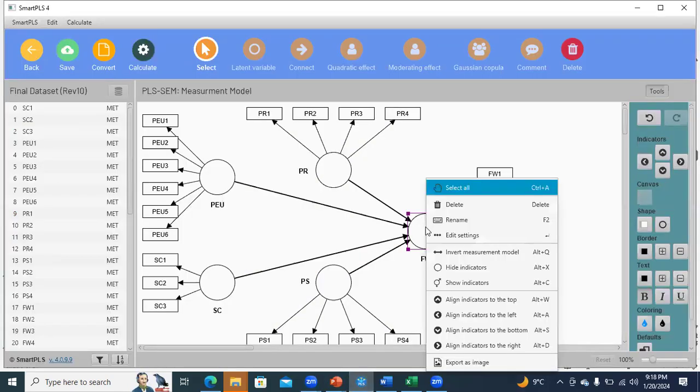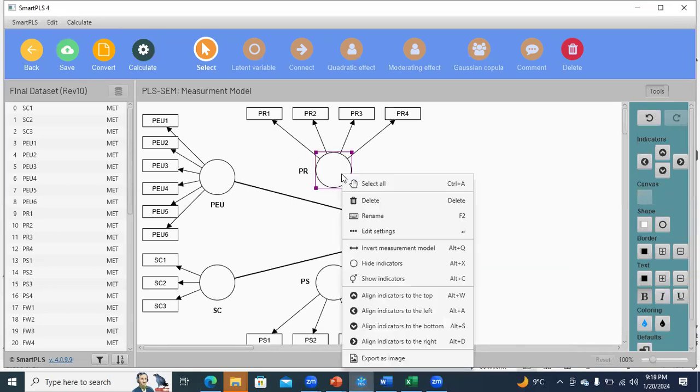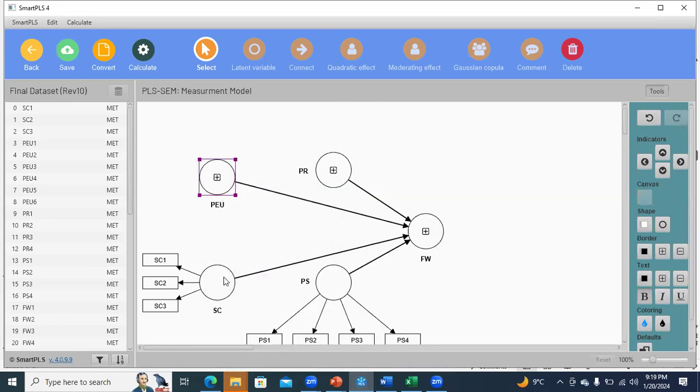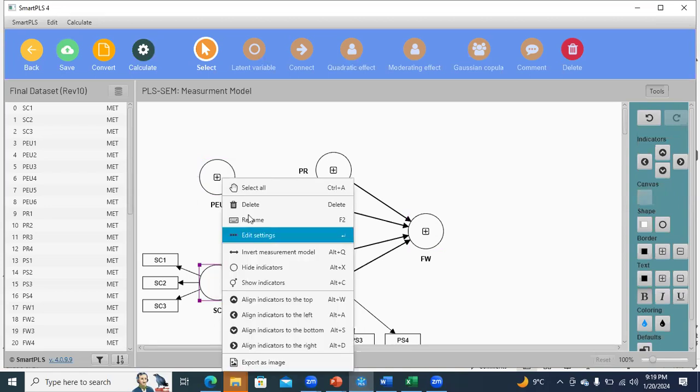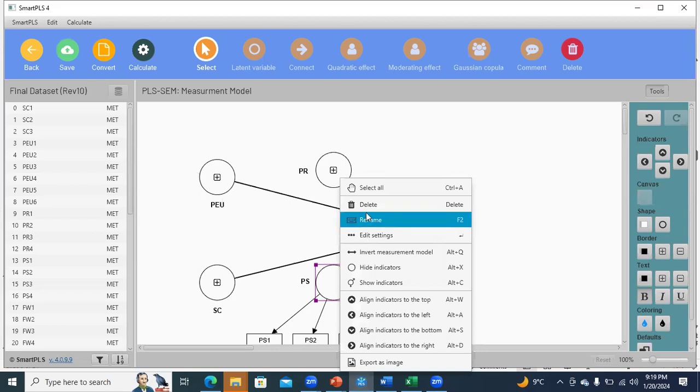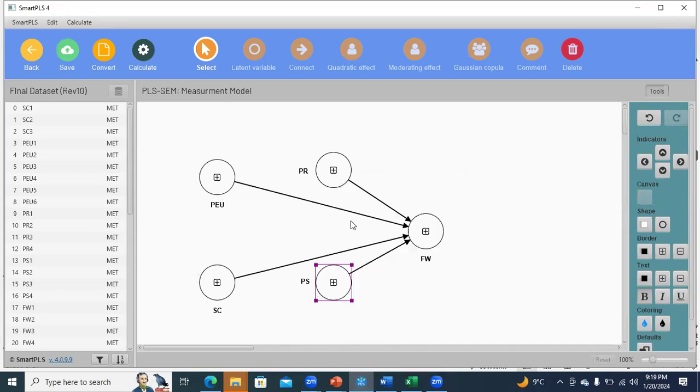You can skip the indicators from here, hide indicators, hide indicators, hide indicators, and hide indicators. It will become very simple.